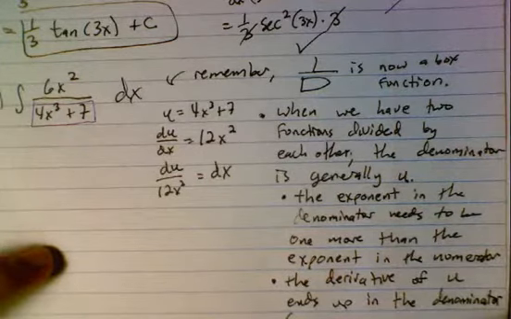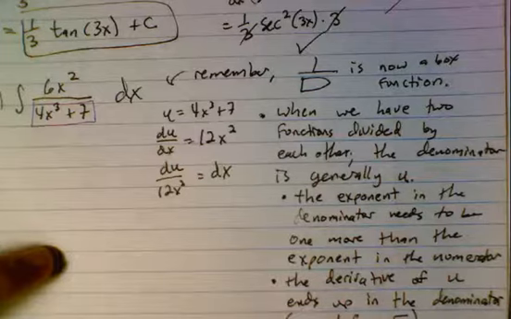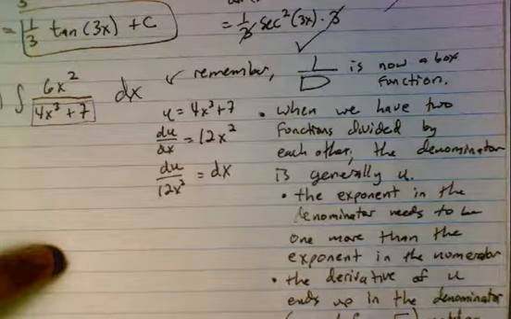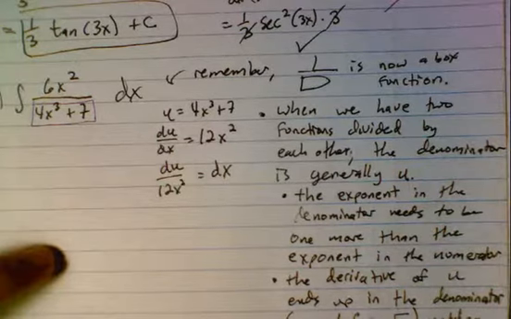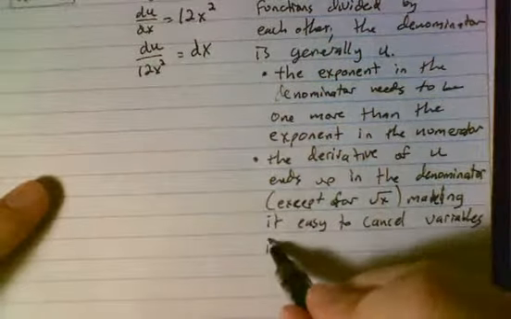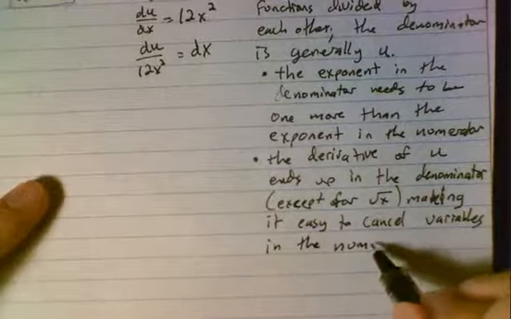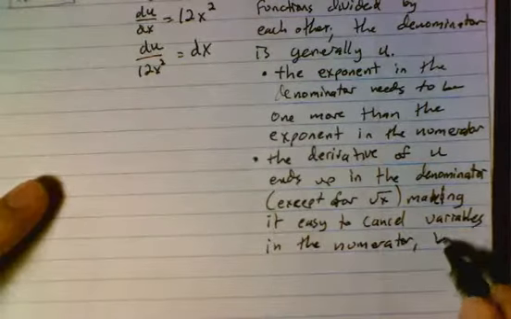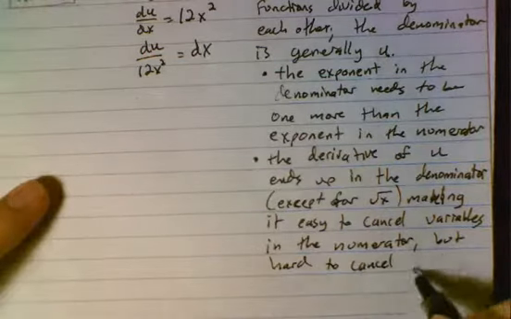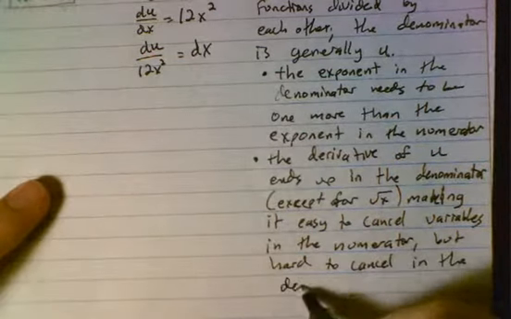This is true except for the square root of x. Incidentally, we'll get to an example with that in a bit. Making it easy to cancel variables in the numerator, but hard to cancel in the denominator.